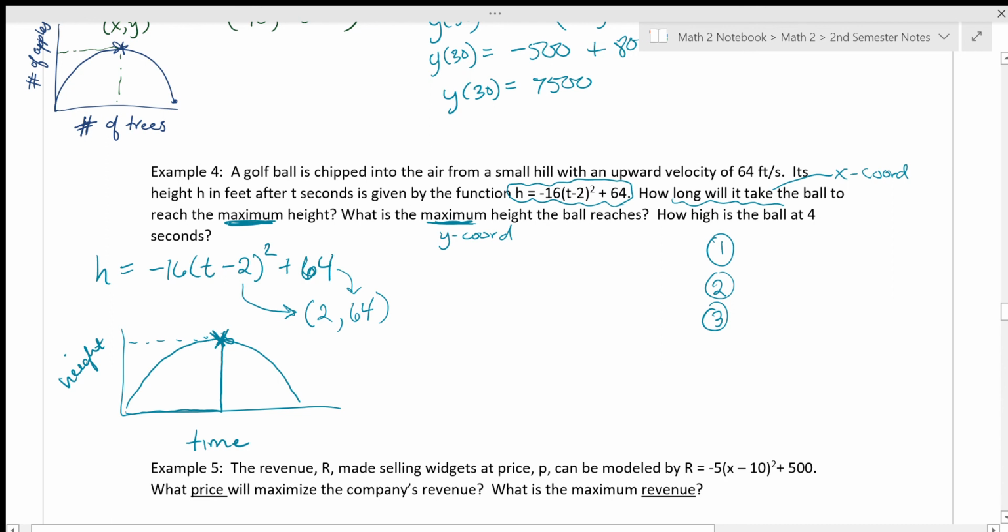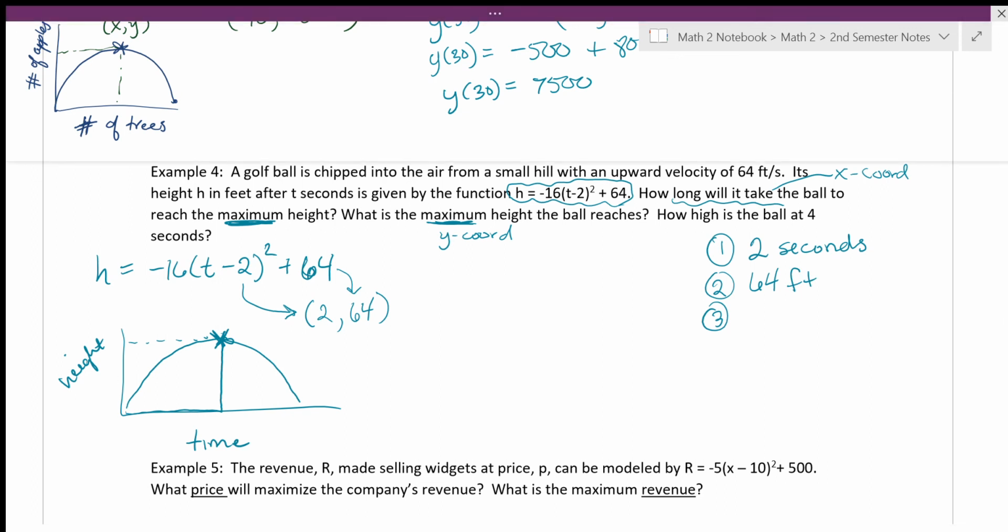So those answer our first 2 questions. How long will it take the ball to reach its maximum height? 2 seconds. And then after that 2 seconds, it starts falling. And the maximum height the ball reaches is 64 feet.